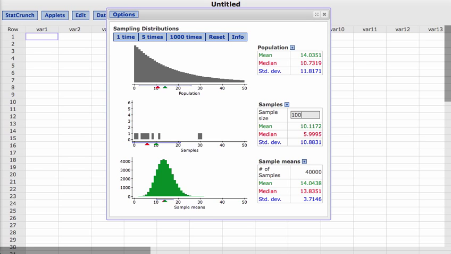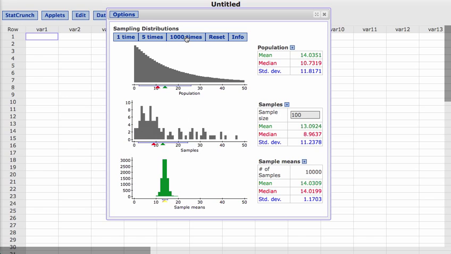So let me try one more time, but not a sample size of 10. We're going to take a sample size of 100, and I'm going to do this 1,000 times. Well, would you look at that? Look how skinny, look how tight this is around the mean. This is a very tall bell shape, and it's also very skinny.